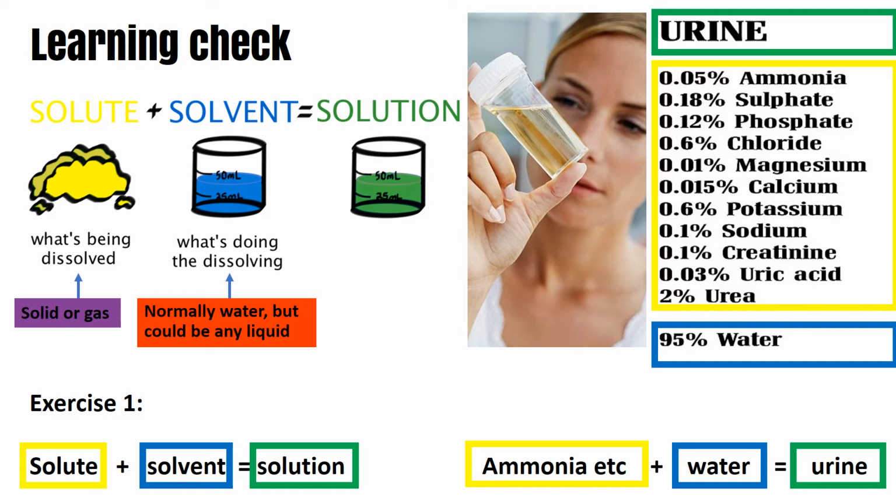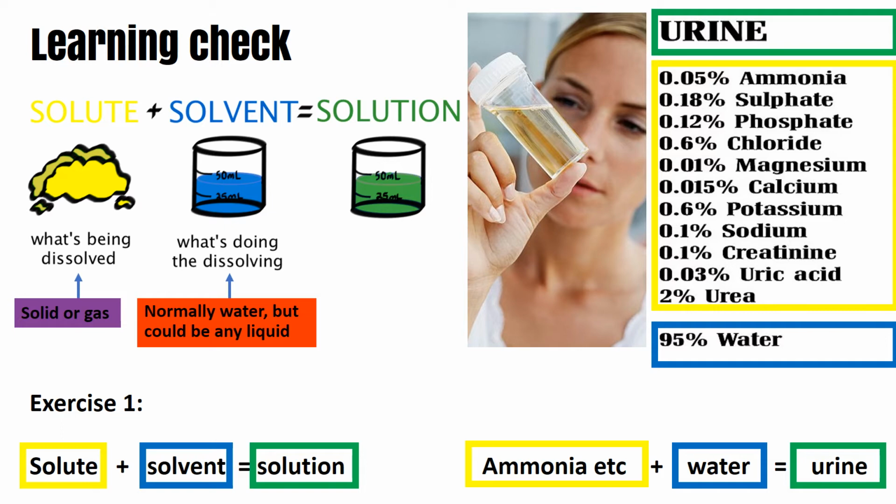The solvent is water. If you see water in a question like this that asks you to say what is the solution, what is the solvent, what is the solute, and water is present, and the majority of the substance is water, the solvent will always be water. Water will be the solvent.